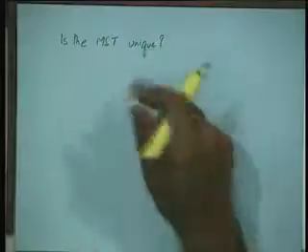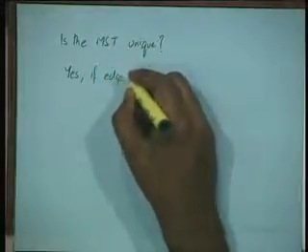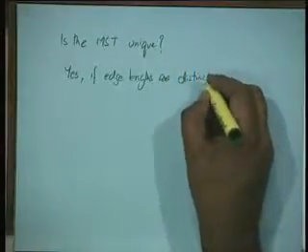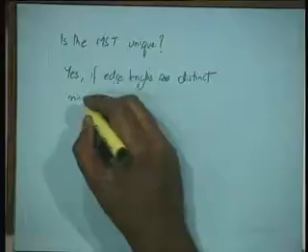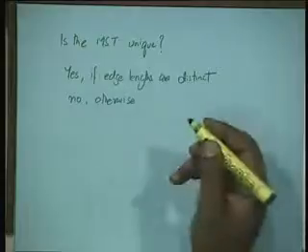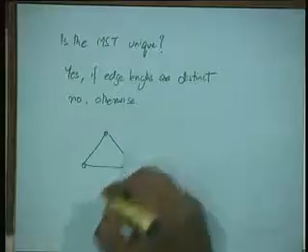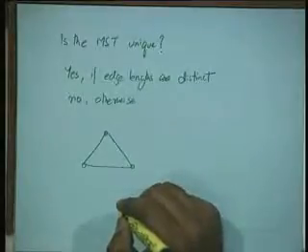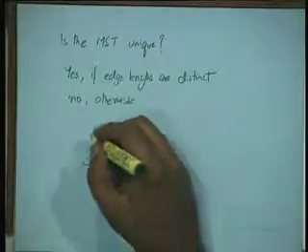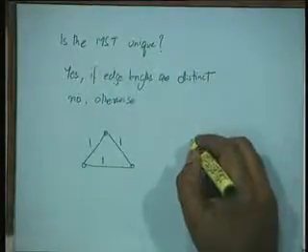So is the MST unique? Yes, if edge lengths are distinct. No otherwise. Why no otherwise? मान लीजिए ये आपका ग्राफ था, ठीक है. इसकी नॉन डिस्टिंक्ट एज लेंथ्स बना देते हैं, सबको 1 कर देते हैं. तो इसमें कितने स्पैनिंग ट्रीज हैं?